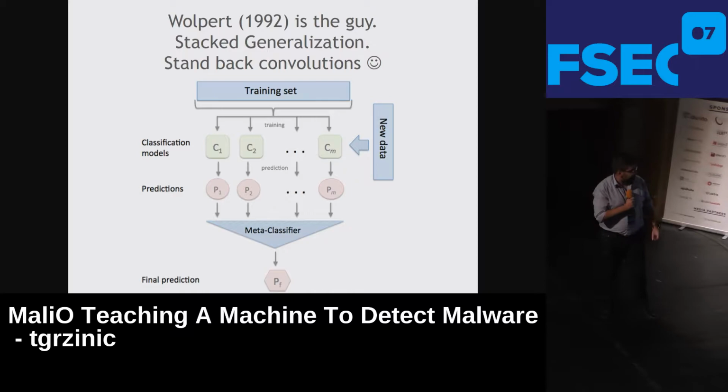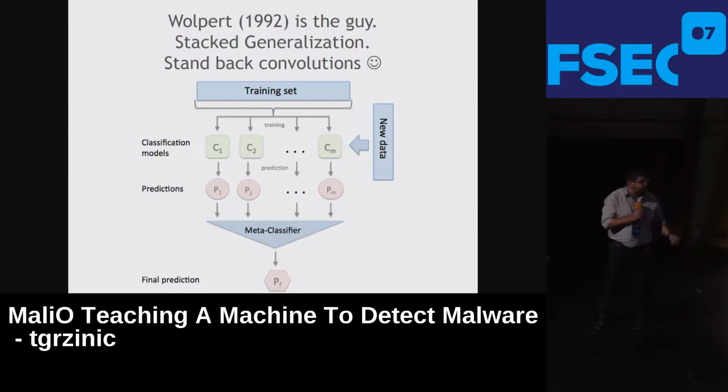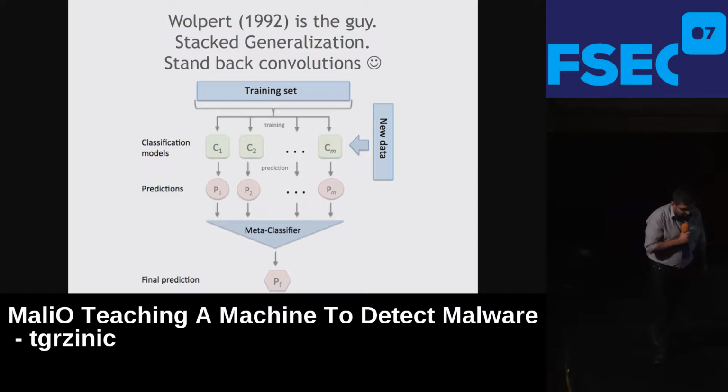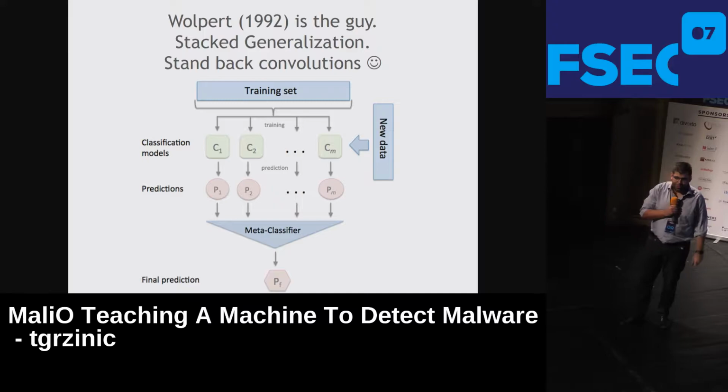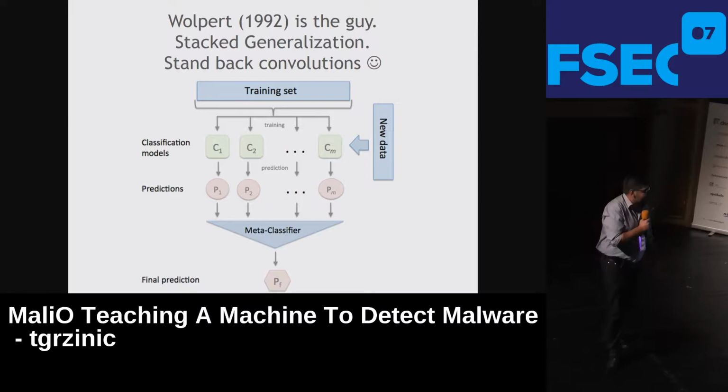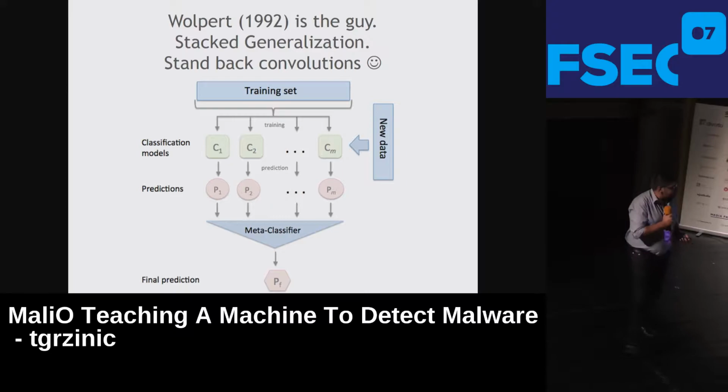Basically, the idea is based on one idea from one great scientist. It's called Wolpert. Anybody heard about Wolpert? He wrote about the no free lunch theorem. He also wrote about stack generalization. Marko talked about convolutional networks, deep learning. This is an old school technique from 1992. It basically uses multiple classifiers. It takes their predictions, uses a meta classifier, and gives us the final prediction.